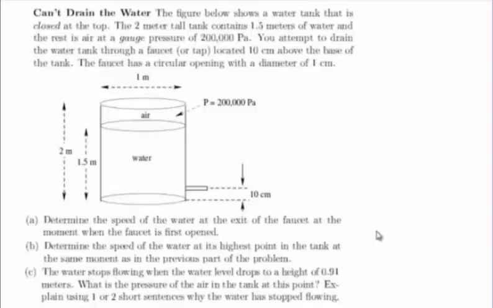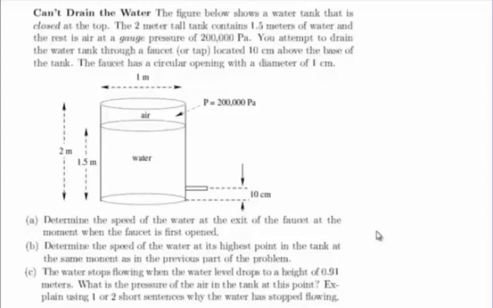Can't drain the water. The figure below shows a water tank that is closed at the top. The 2-meter tall tank contains 1.5 meters of water, and the rest is air at a gauge pressure of 200,000 pascals. You attempt to drain the water tank through a faucet or tap located 10 centimeters above the base of the tank. The faucet has a circular opening with a diameter of 1 centimeter.